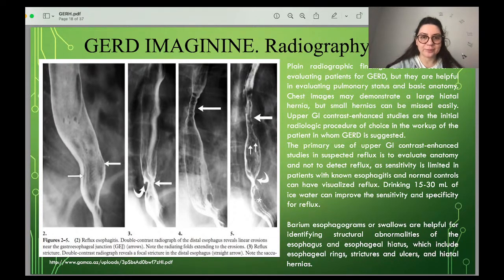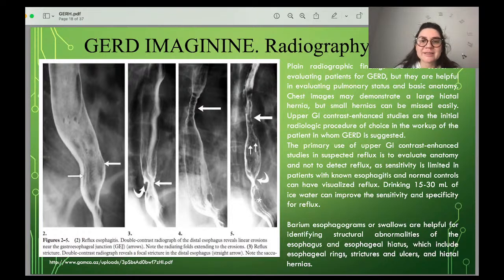Radiography or X-ray. Plain radiographic findings are usually not informative for evaluation of a patient with gastroesophageal reflux disease, but they are very helpful in evaluating pulmonary status and basic anatomy. In combination with simplicity and cost of this method, it is a very good method that we usually prescribe to all patients. Chest images may demonstrate a large hiatal hernia, but small hernias can be missed easily.